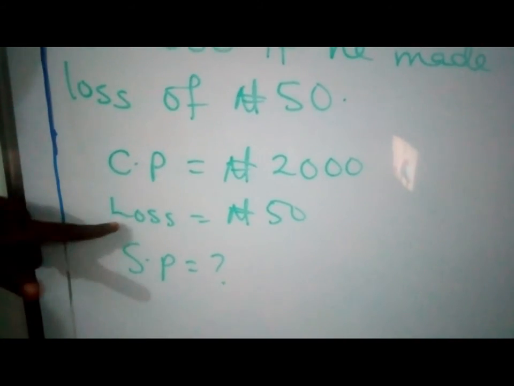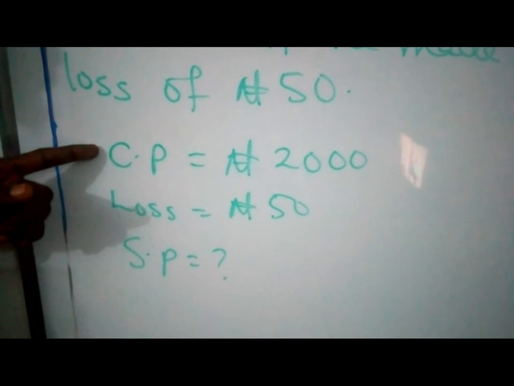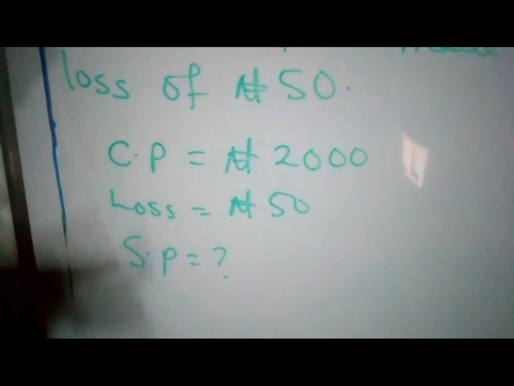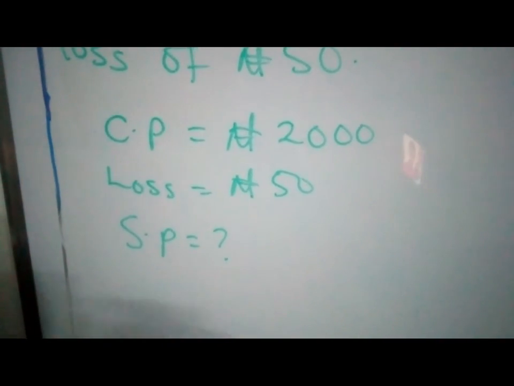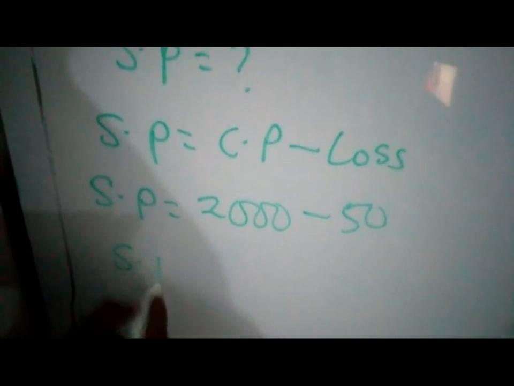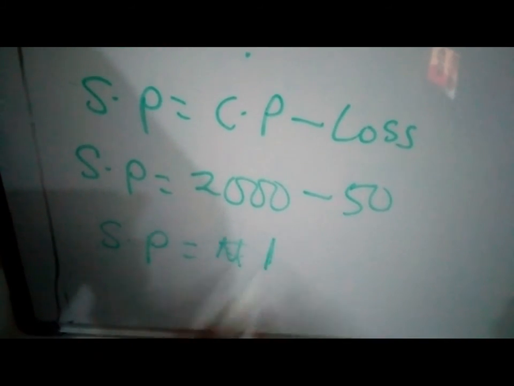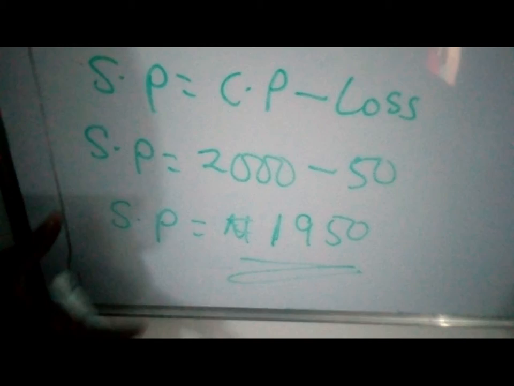So what do you do in this case? The first thing you need to notice is that there is a loss. So we are talking of loss here. And when there is a loss, cost price is bigger. Selling price is always smaller, isn't it? So what we are looking for is selling price, which is a smaller part of it. And we always subtract to get a smaller part. So what do you quickly do? You say selling price gives you what? Cost price minus loss. Because selling price is a smaller part, so we are subtracting. So the selling price now becomes what? 2,000 naira minus 50 naira. And what would that give you? It gives you 1,950 naira. So this is the selling price of the bag Olu bought.